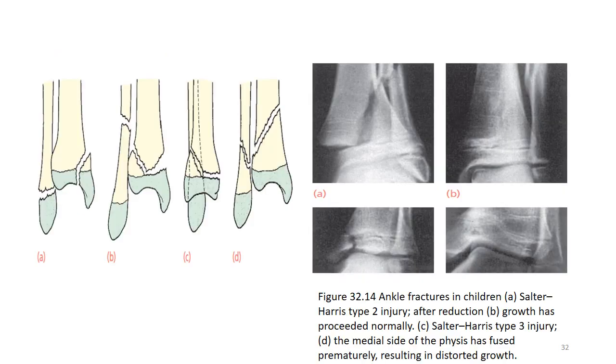As you can see from the picture, C is the type 1 and type 2 Salter-Harris classification, which is the transverse fracture. And then for the X-ray, as you can see, picture A shows the type 2 injury, and C shows the type 3 injury.